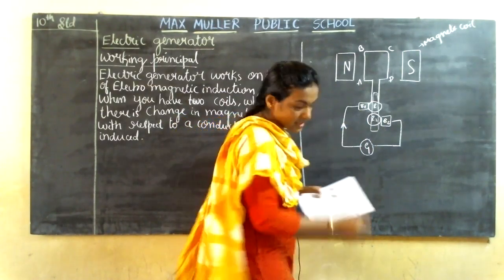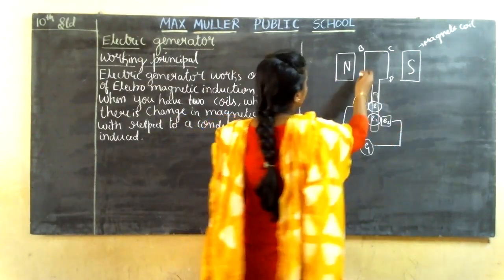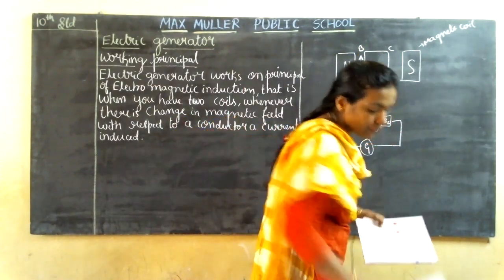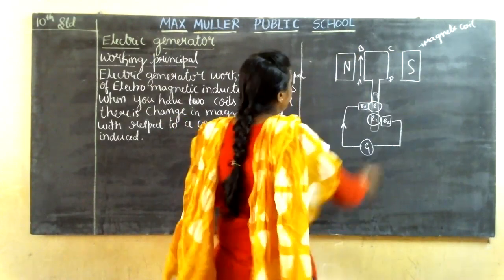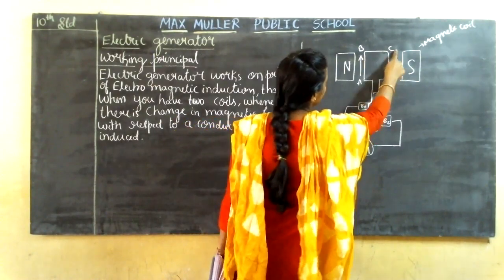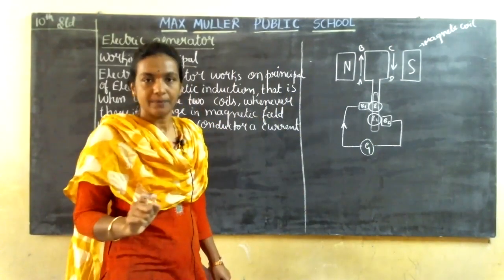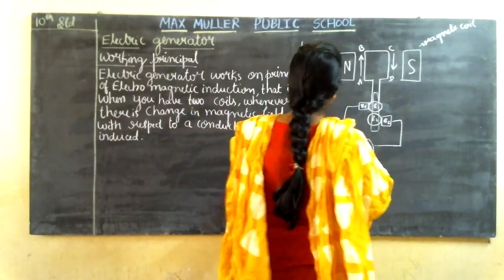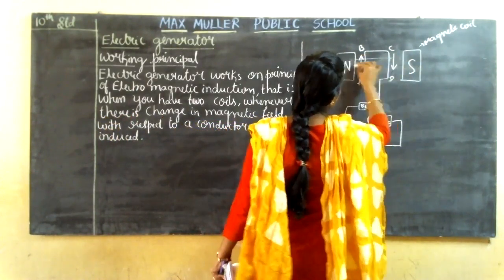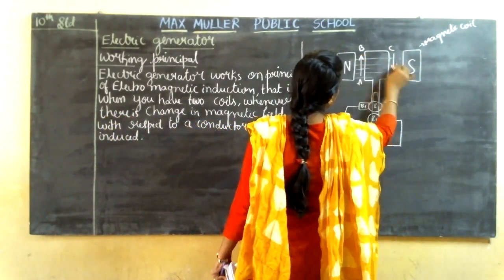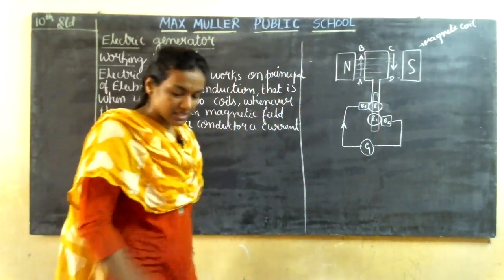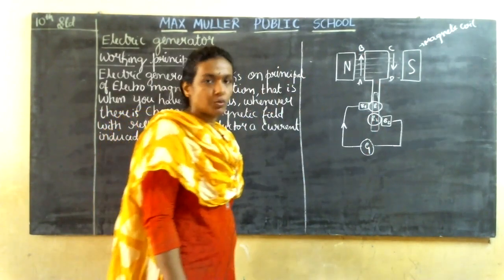Here we can say that the direction of the current is from A to B, and the direction of the current is from C to D. Yes or no? Clear? Next, what are the magnetic fields here? What is the direction of the magnetic field lines here? The magnetic field lines go from north to south pole, right?